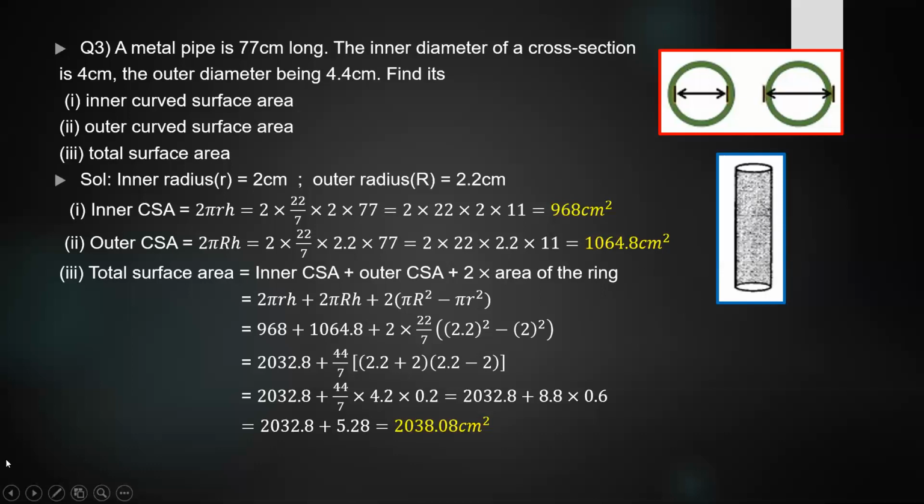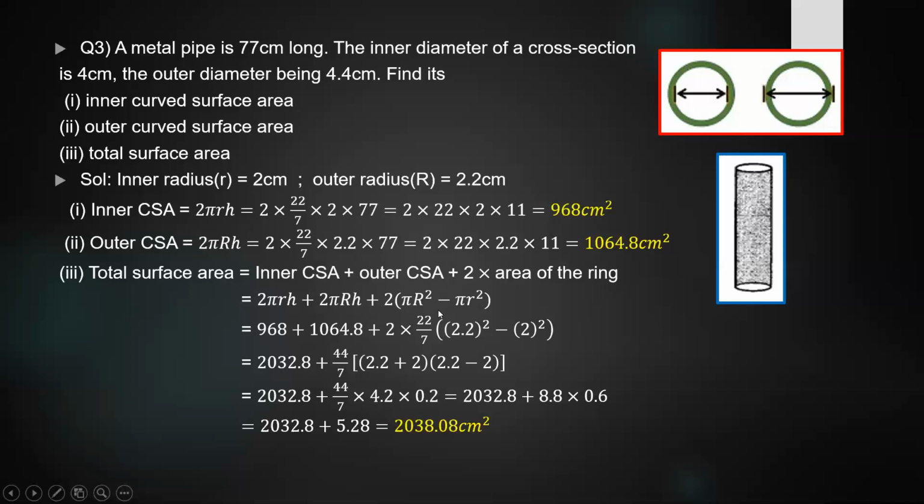Here you can easily make out that it's going to be the outer CSA plus the inner CSA, and the top and bottom circles are going to be in the shape of rings. So the total surface area is going to be the inner CSA plus the outer CSA plus twice the area of the ring, because there is a ring at the top and there is a ring at the bottom. Now inner CSA and outer CSA you've already calculated.